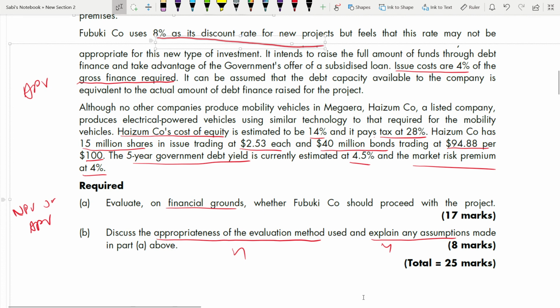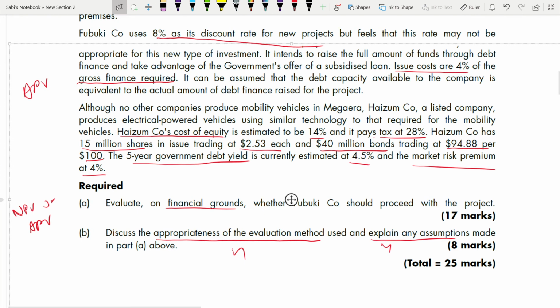So now, coming to this, you have to calculate the adjusted present value. For adjusted present value, you have to calculate what? Your base case net present value. Only then can you calculate your adjusted present value.